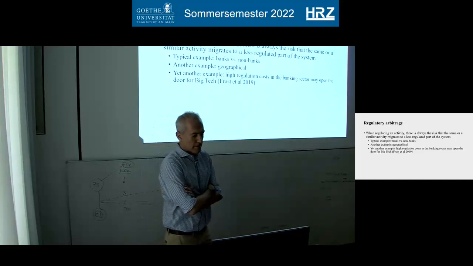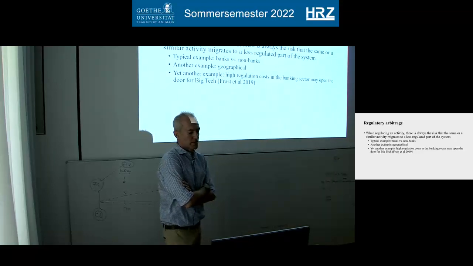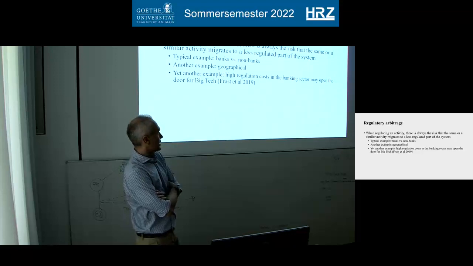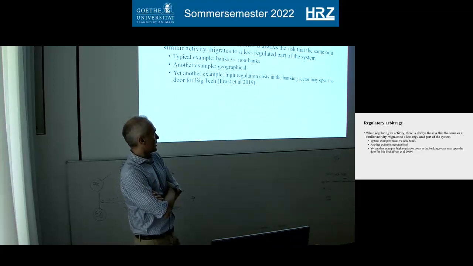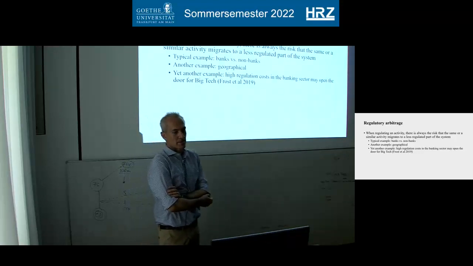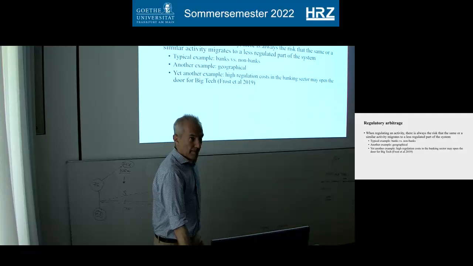In the area of big tech, for example, high regulation in the banking sector may open the door for big tech in the same sector. So if big tech is less regulated, then it's an open invitation for many activities to migrate from banks to the big tech, until the regulator also regulates the big tech as well. But there is always a delay. Any question on arbitrage? This is an important point. Keep in mind.